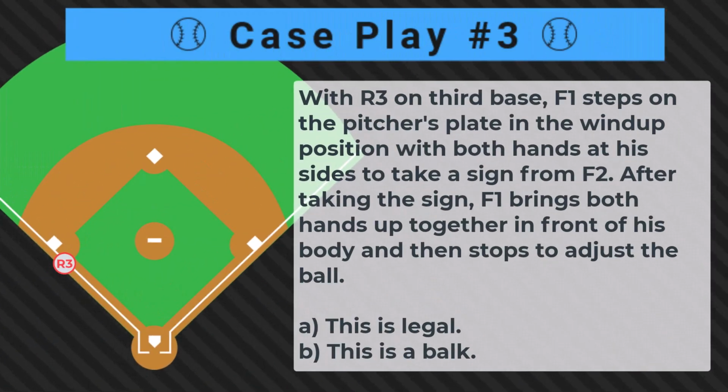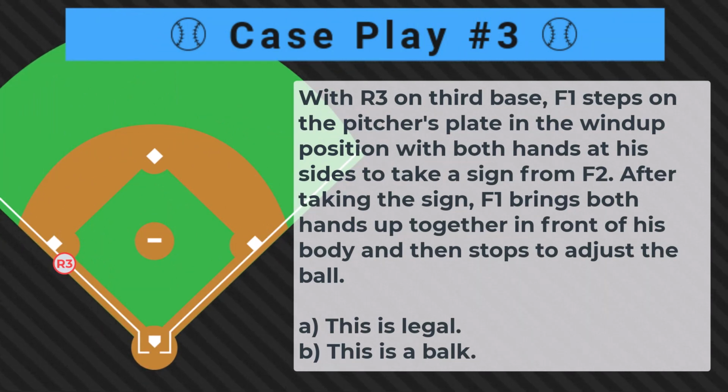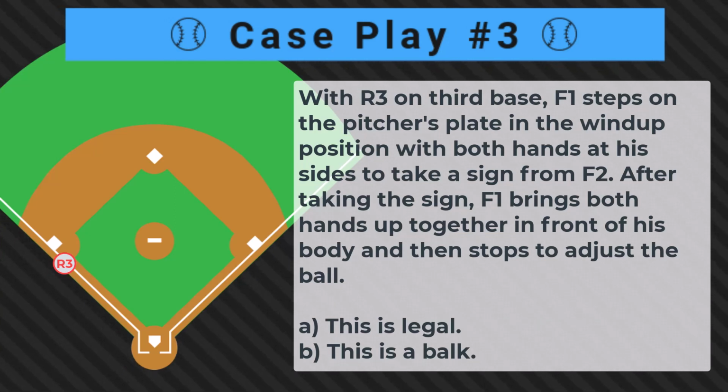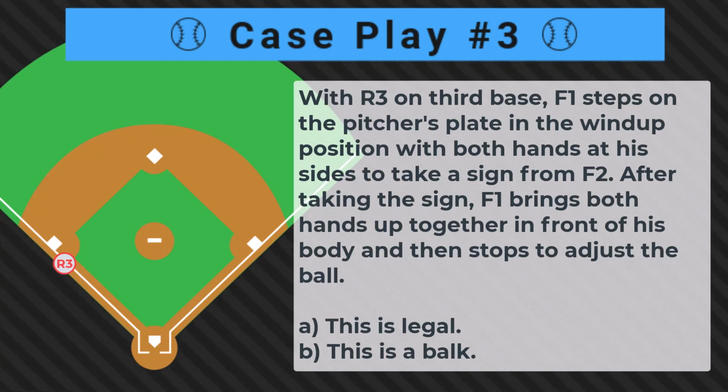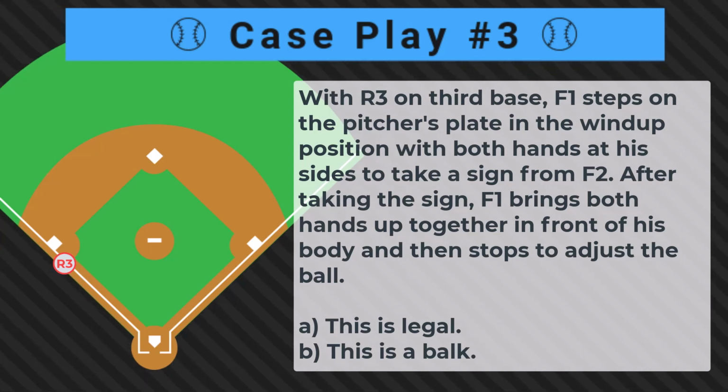Case play number 3. With R3 on third base, F1 steps on the pitcher's plate in the wind-up position with both hands at his sides to take a sign from F2. After taking the sign, F1 brings both hands up together in front of his body and then stops to adjust the ball. Is this a balk?